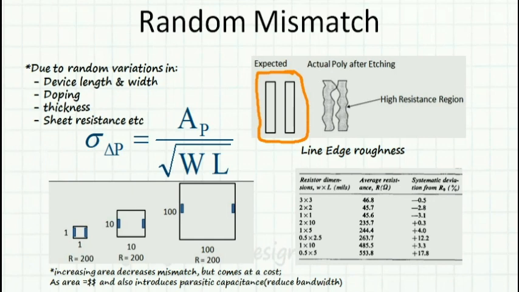But because of line edge roughness, what happens? It gets formed this way, wherein the edges are not straight and they are very much deviated from the actual smooth surface, and it creates high resistance regions.